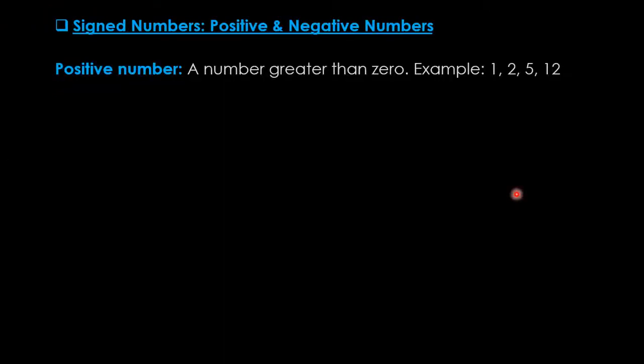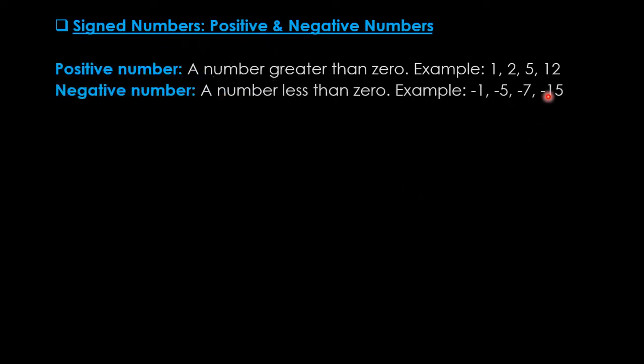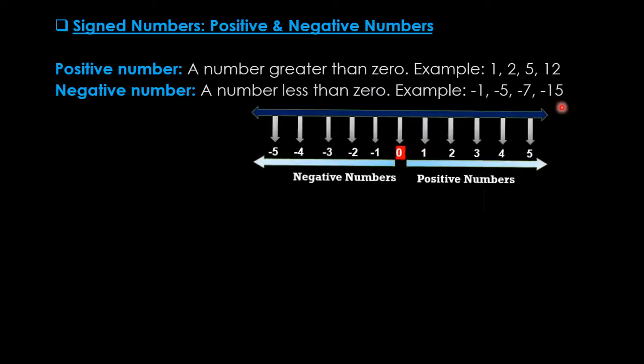Signed numbers: positive and negative numbers. A positive number is a number greater than 0, for example 1, 2, 5, 12. A negative number is a number less than 0, for example minus 1, minus 5, minus 7, minus 15. This is the symbolic representation. So these are negative numbers and positive numbers.